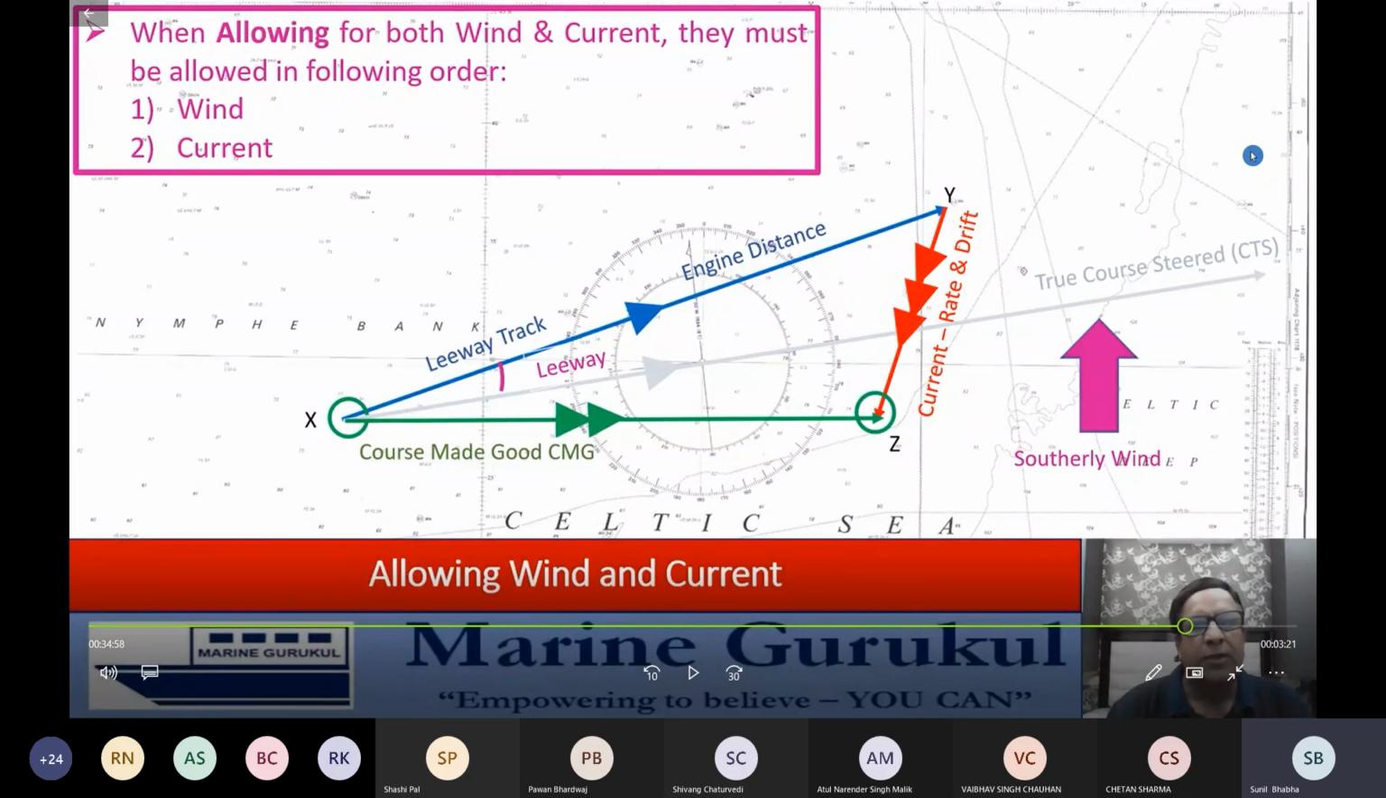The important thing to remember is that we always allow for the wind first, get our leeway track or effective course, and then in the second priority or second sequence, we allow for the current.